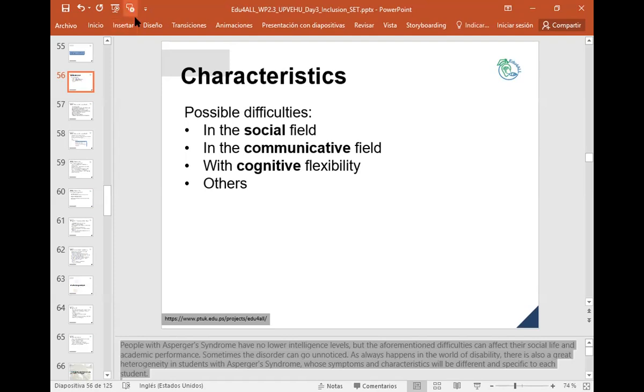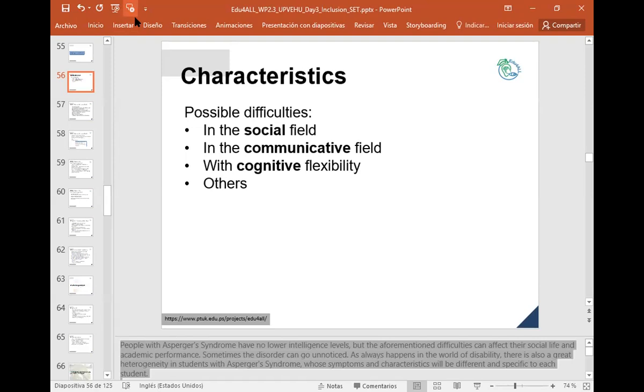People with Asperger's syndrome have no lower intelligence levels, but the aforementioned difficulties can affect their social life and academic performance. Sometimes the disorder can go unnoticed. As always happens in the world of disability, there is also a great heterogeneity in students with Asperger's syndrome, whose symptoms and characteristics will be different and specific to each student.